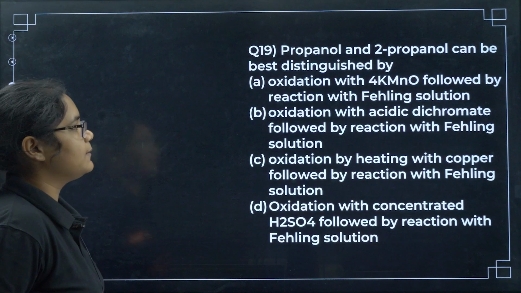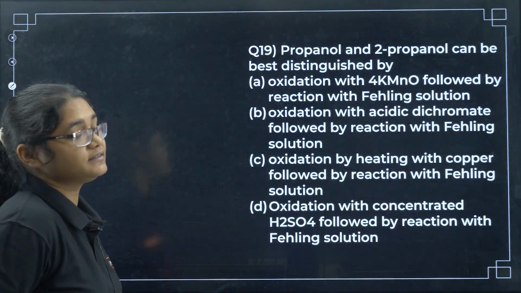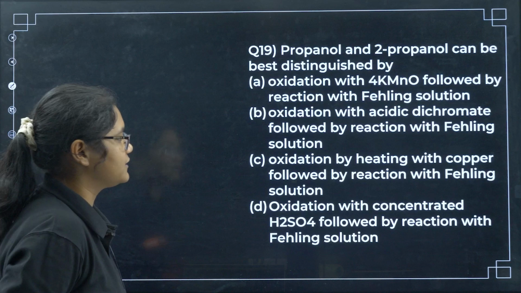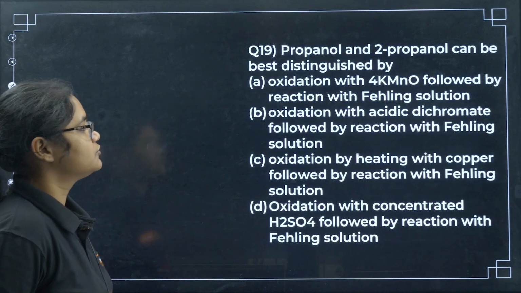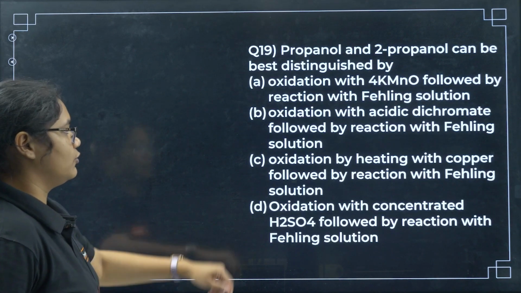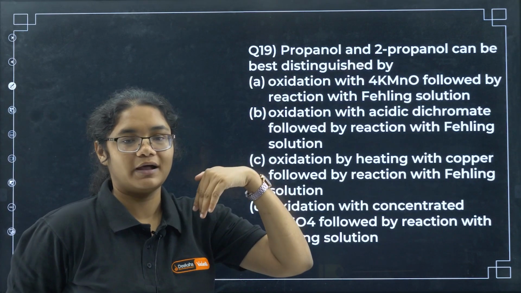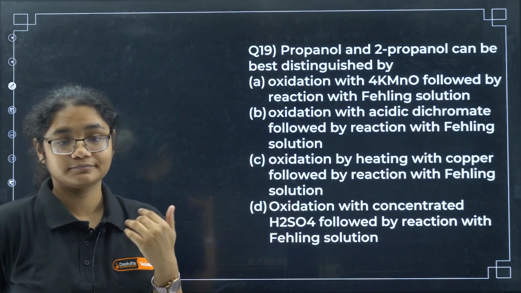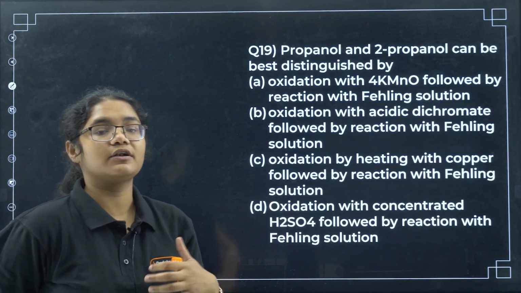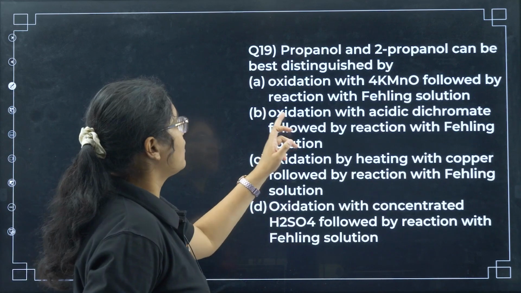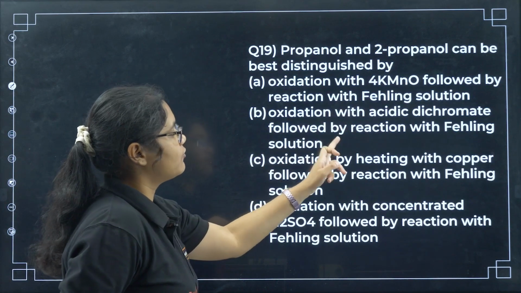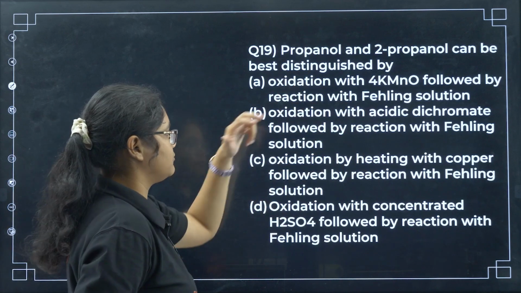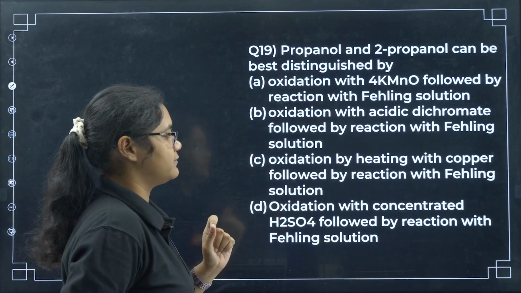Next, propan-1-ol and propan-2-ol can be distinguished by oxidation with KMnO4 followed by reaction with Fehling solution. If you oxidize them with KMnO4, propan-1-ol will form a carboxylic acid, but propan-2-ol will form a ketone, right? And we cannot differentiate them again. Next, oxidation with acidic chromate followed by reaction with Fehling solution. The same thing will happen with both KMnO4 and K2Cr2O7.